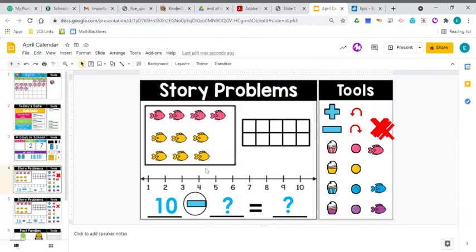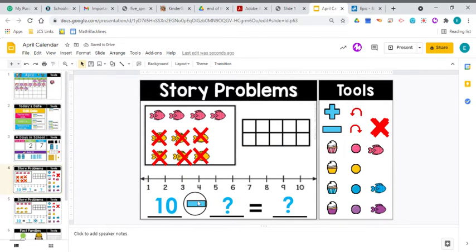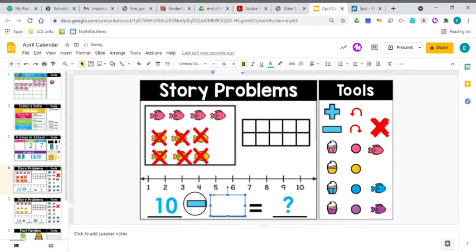So we have 10 fish, but we are going to get rid of those yellow fish. They are going to swim away. So we're going to show that they are going away by putting an X on each one of those. So that's 2. There's 3 X's. Here's 4 X's, 5 X's, and 6 X's. So 6 fish are going away. So we have our minus sign. And now we have to write how many go away.